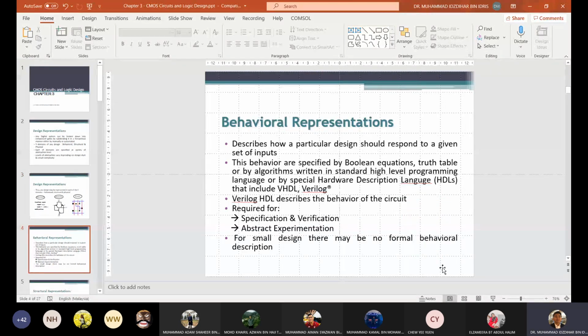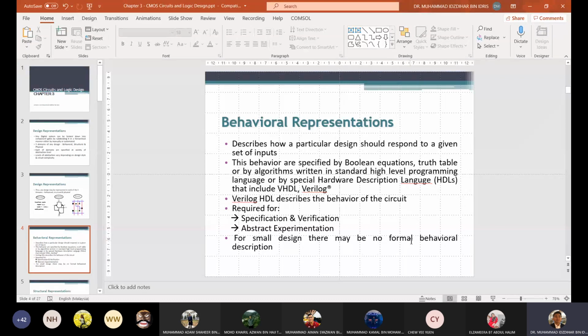Okay, so for behavioral, what is behavioral representation? You're going to present the behavior of your circuit design. It describes your particular design, how it should respond to a given set of inputs. The easiest example is, let's say we're talking about a NAND gate. When we have 2 inputs, for example, or 3 inputs, A, B, C, when it is 0, 1, 0, what is the output? So this is kind of behavioral.